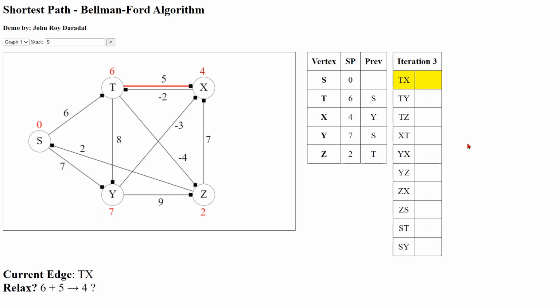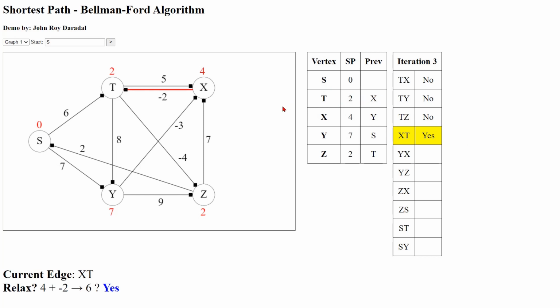Tx, this time 6 plus 5, is that better than 4? It's not. Ty, 14, is that better than 7? No. Tz, 6 minus 4 is still 2, so it stays the same. Xt, 4 minus 2, is that better than 6? It is, right? So we'll update t to become 2 now. So t becomes 2, previous of x.